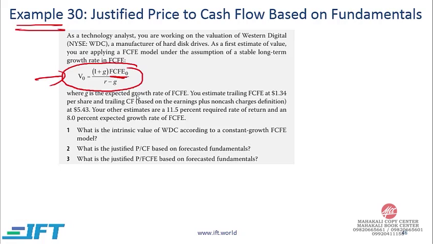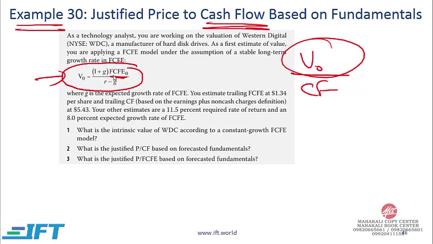Then what is the justified PE based on fundamentals? That justified PE would simply be the value that you come up with through the use of fundamentals divided by whatever measure of cash flow you are using. Since we are talking about price to cash flow, when we talk about the justified number, you don't use the market price, you use the value that is calculated based on the fundamentals. That is the fundamental point over here.